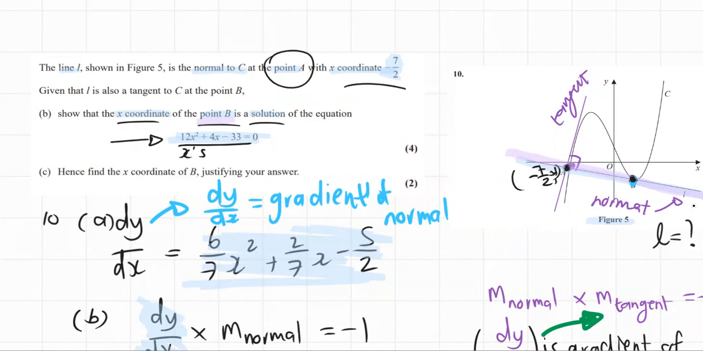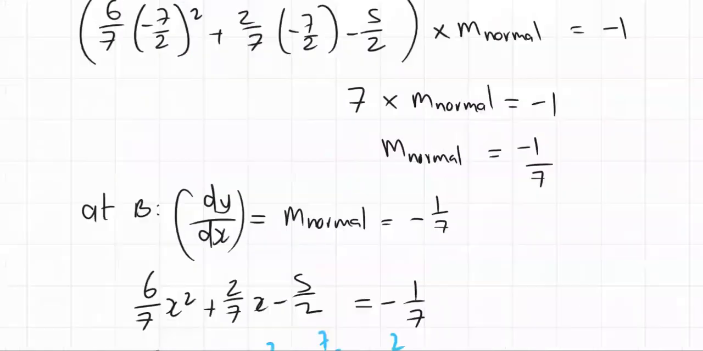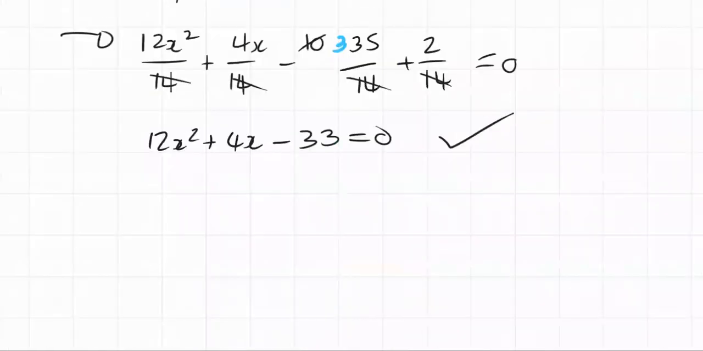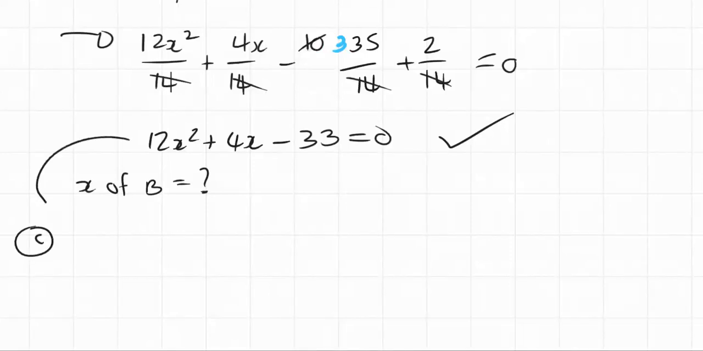Number 10C, following on, find the x coordinate of B and justify your answer. Okay. So number C, following on, so we have this information. What is the x of B? Well, the usual way that we get the x's. So it's not an easy one to factor out.